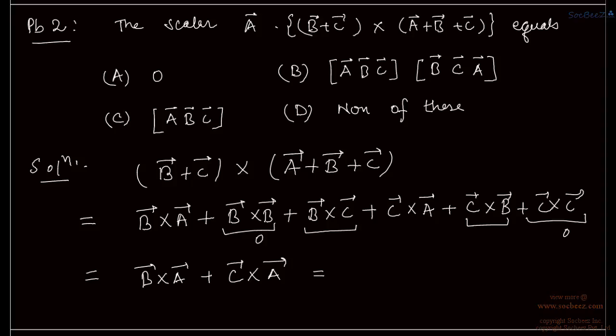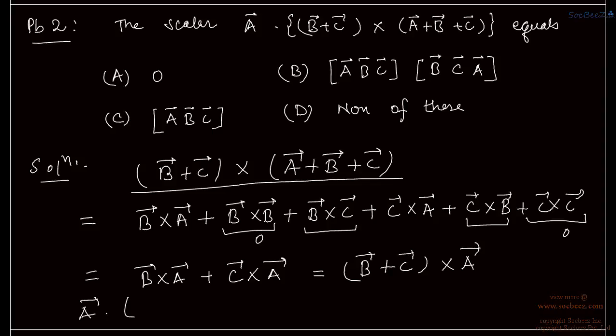Or equivalently we can write vector B plus C cross A. Now we have to find A dot this vector, which means A dot vector B plus C cross A, right? So if we check, the cross product of this vector will be perpendicular to vector A, and we are taking a dot product with vector A, which is perpendicular to vector A. So the result is 0. That means option A is correct.